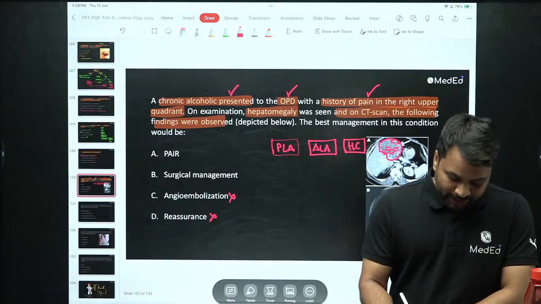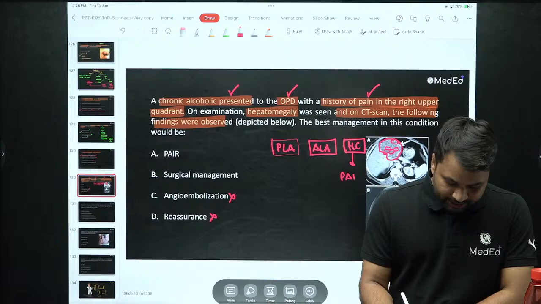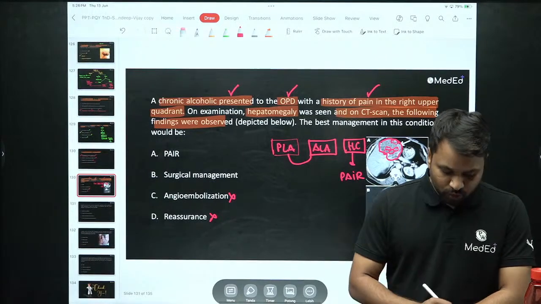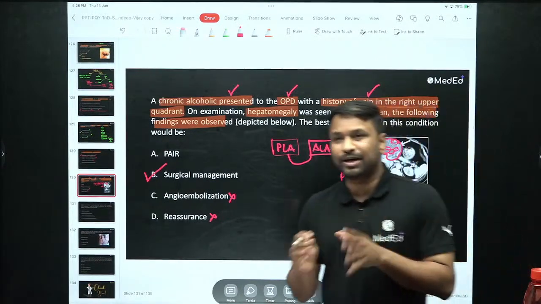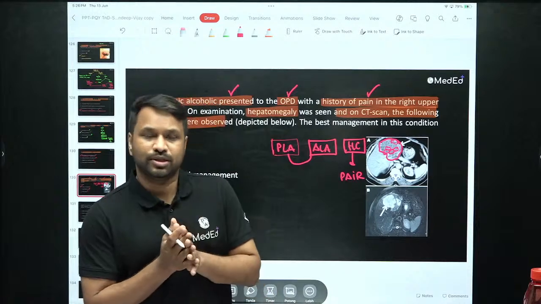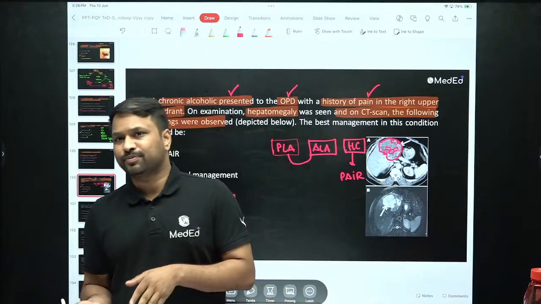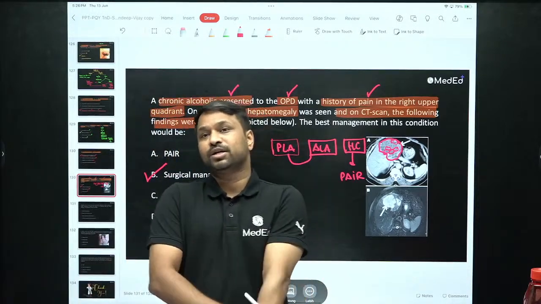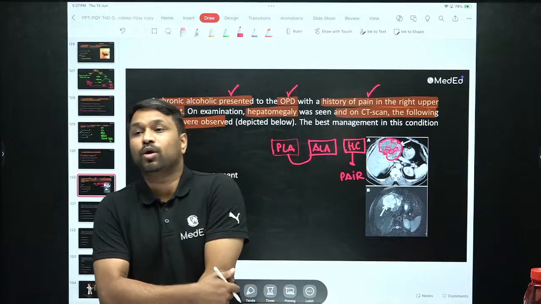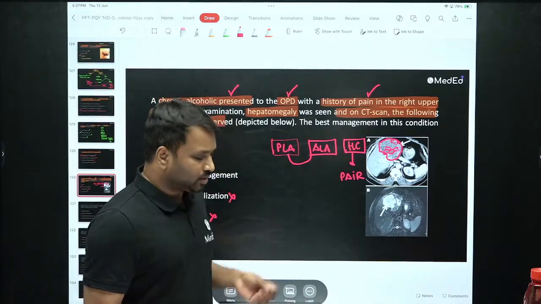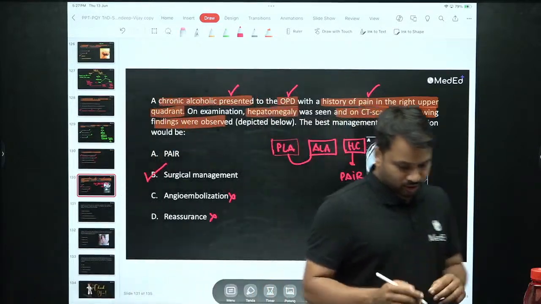Okay? Now, PAIR is done for hydatid cyst. The other 2 will be done for surgical management. So, the better option here is going to be surgical management. Okay? So, in the surgical management, you can go with aspiration, but if you call it amoebic liver abscess, we usually go ahead with what? We will go ahead with metronidazole, high dose metronidazole. Okay?